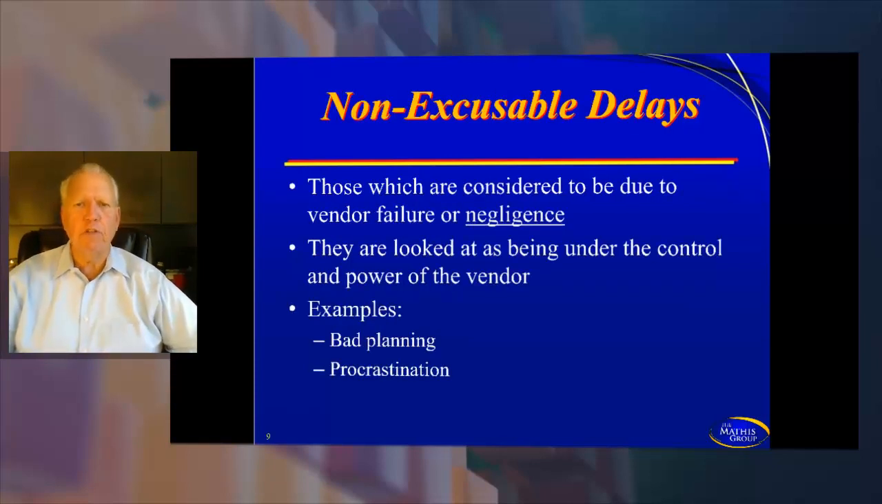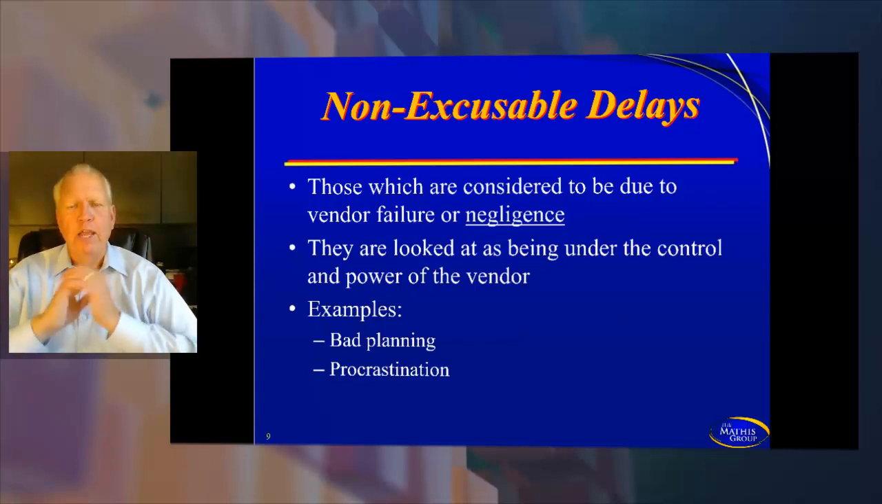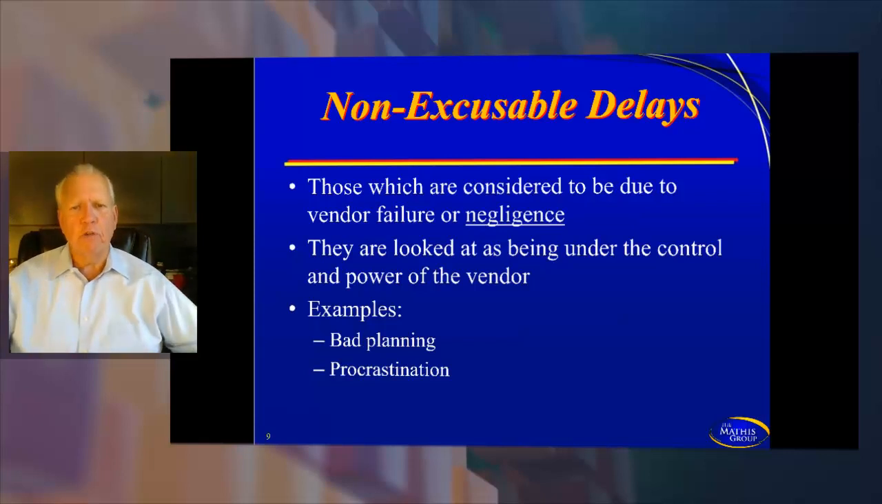Non-excusable delays, those which are considered to be due to vendor failure or negligence. They're looked at as being under the control and power of the vendor. Bad planning, procrastination. These are the things that you're wanting to be able to get a heads up on by using the vendor metrics prior to this. And here's the reason why. If there's a problem with the vendor, you're wanting to know earlier rather than later. You're wanting to know how bad it is before it gets to a point where all of a sudden the vendor is in default and you're scrambling to come up with who is going to be the next company that finishes this project. So you're wanting to have something to trigger you to be able to know there's a problem before you find out from the vendor there's a problem.